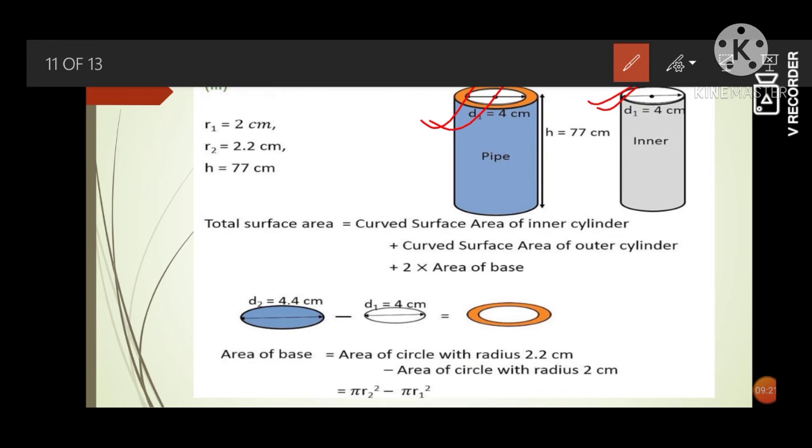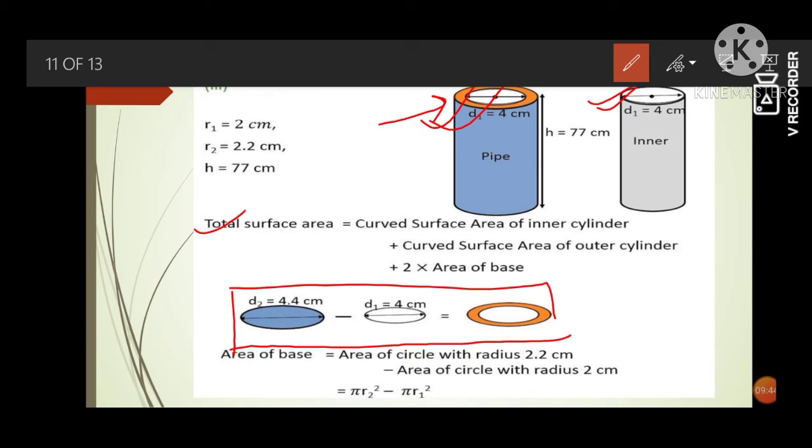Now to find the total surface area, the curved surface area of the inner plus the curved surface area of the outer plus the area of the two bases. The area of the two bases is this portion. That means on a pipe we have a ring formation, and this ring is on both the ends, the top as well as the bottom. So this ring forms on both the ends. So the area of the base will be the area of the circle with radius 2.2 minus the area of the circle with radius 2, that is pi r2 square minus pi r1 square.